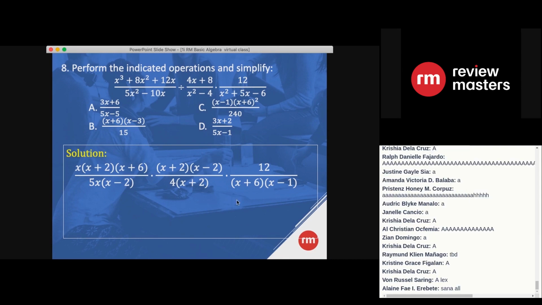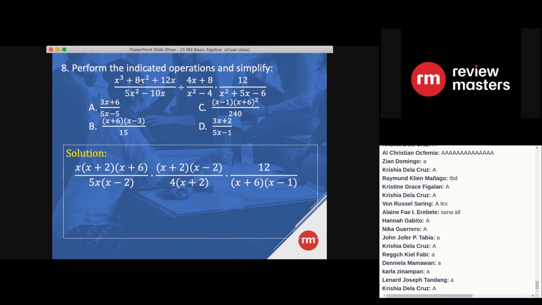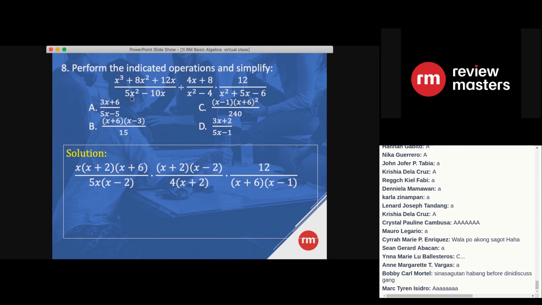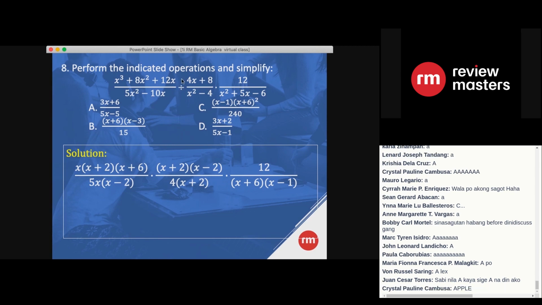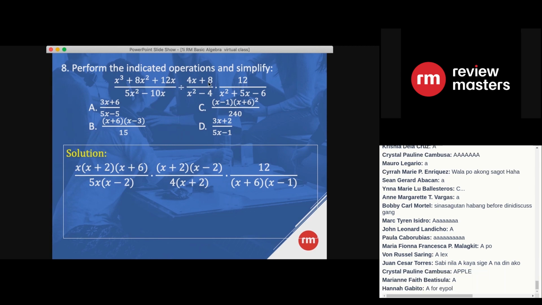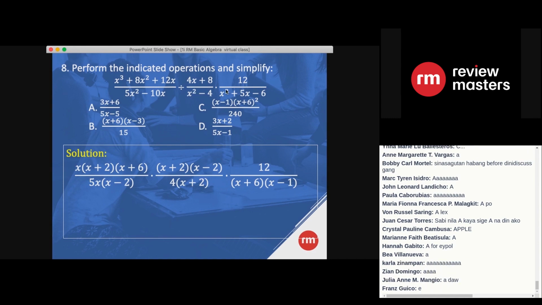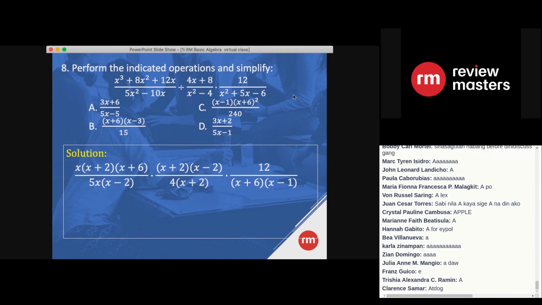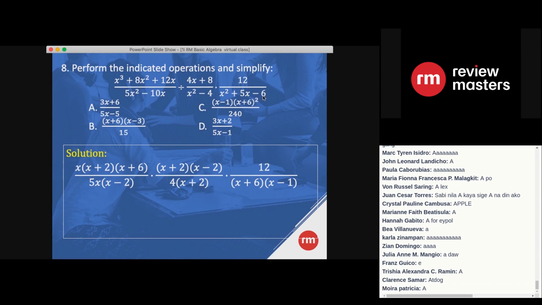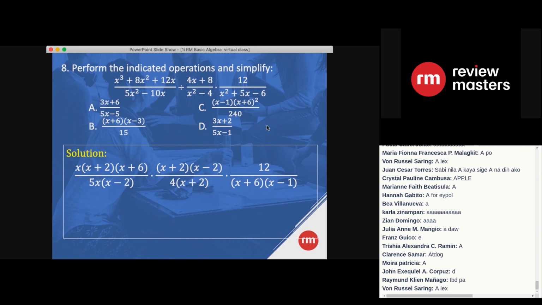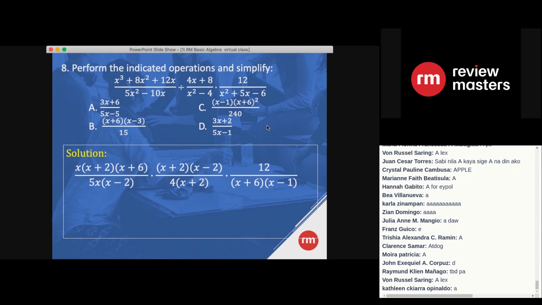The given is x squared plus 8x cubed plus 12x all over 5x squared minus 10x divided by 4x plus 8 all over x squared minus 4 times 12 over x squared plus 5x minus 6. So what should be done first? Sabi, kailangan bawat isa, numerator, denominator, kung meron tayong pwedeng i-factor out natin.